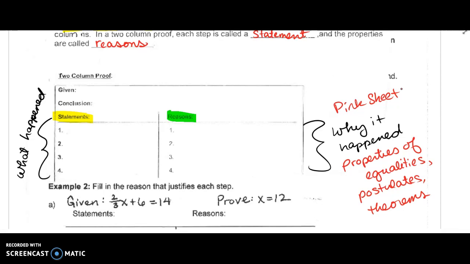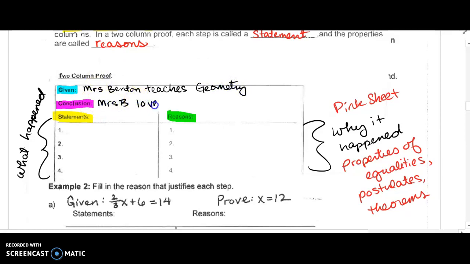All right, so some other things about a proof. You're going to always have what's called a given and a conclusion. And let's just, for the sake of an example, say given that Ms. Benton teaches geometry, and I'm just making up a silly example just for you to get the hang of things here. And that proves that her conclusion is Ms. Benton loves math.